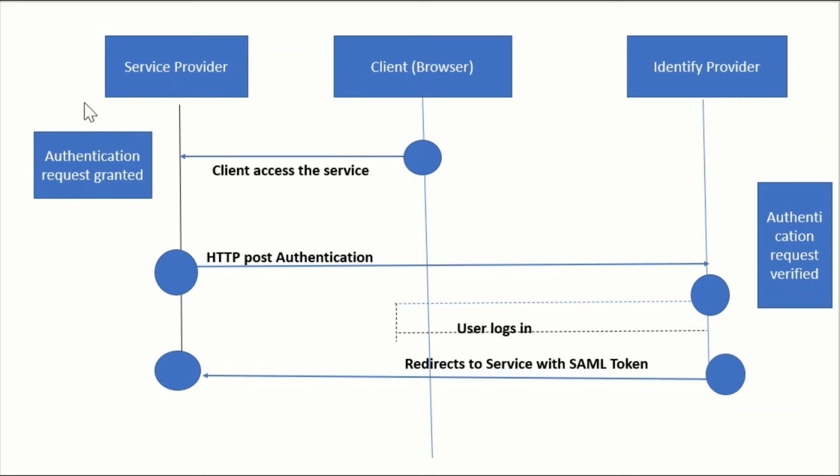Here is the best example we can explain with the diagram: service provider, client accessing the service, and identity provider. When a client accesses a service like Gmail, or GitHub, sorry, Gmail, Google is the identity provider here and Gmail is the service. The authentication request is granted and the HTTP post authentication request is verified, and the user logs in and is redirected with the SAML token back to the service provider. This is how we can explain it with the SAML token.